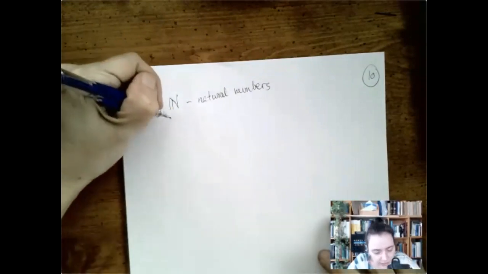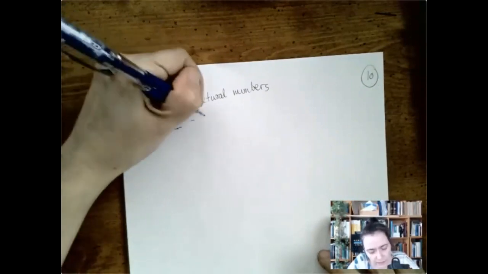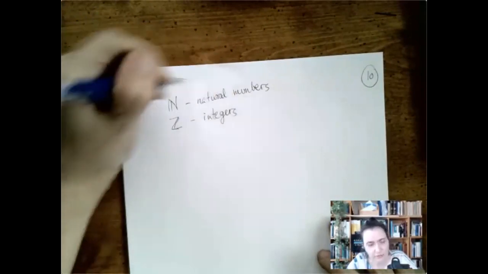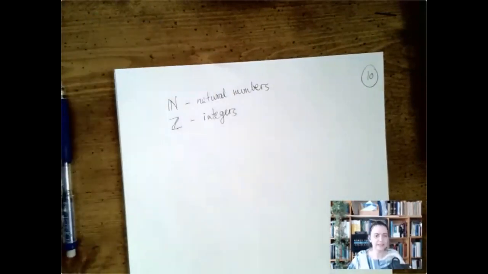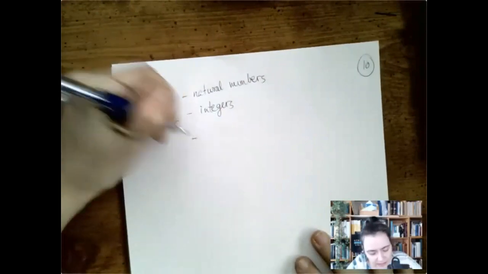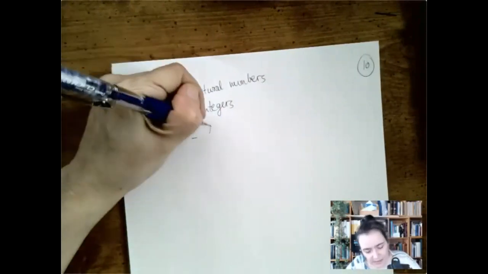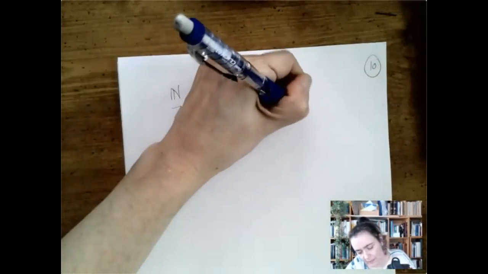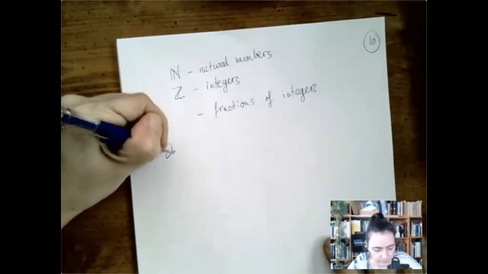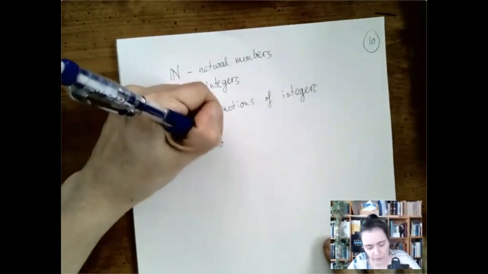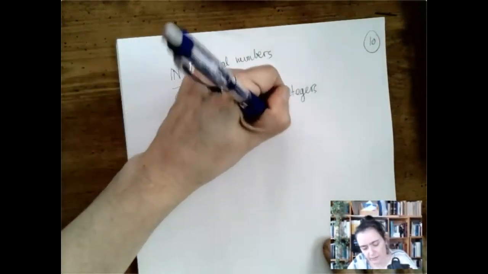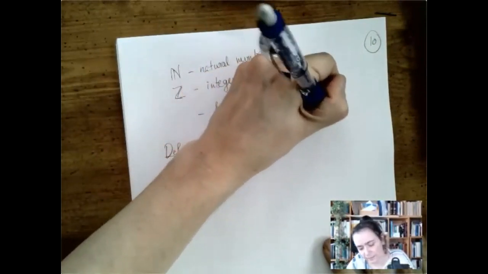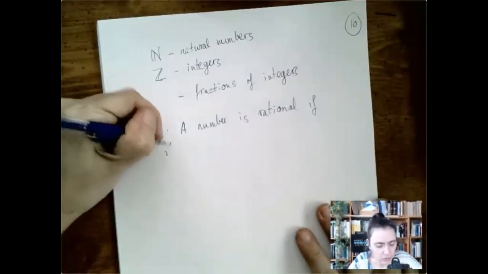Subtraction was fixed by throwing in the negative numbers and 0. So these are the integers. Now if you grab 2 integers, you can add them, multiply them, and subtract them, and the result will always be an integer. But division is still not fixed. So we throw in something that you know as fractions. But now I'm going to be a little bit more specific and say fractions of integers. And let me throw in a definition. A number is rational if it can be written as a quotient of 2 integers.